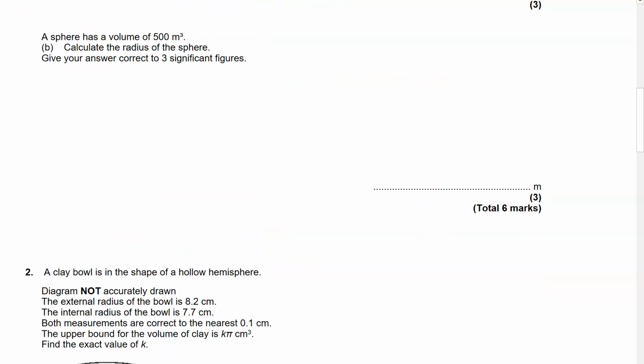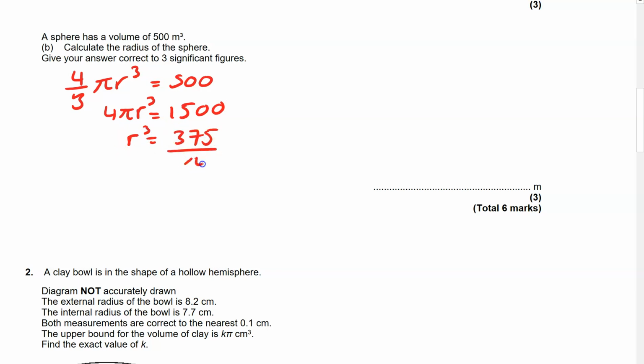Okay, we have a sphere of volume 500 meters cubed. Find the radius of the sphere. So we know that 4/3 pi r cubed has to equal 500. So I'm going to multiply by 3, that's 1500, divide by 4, and divide by pi, get 375 over pi. Then I want the cube root of that.